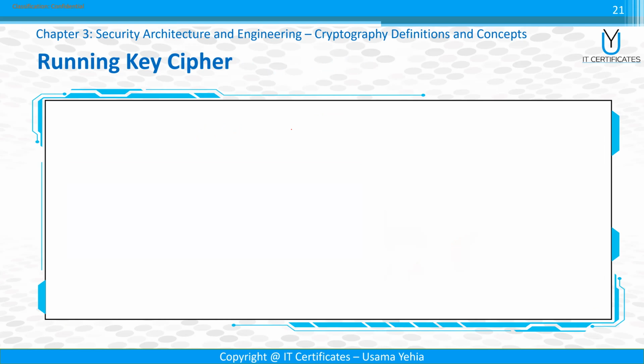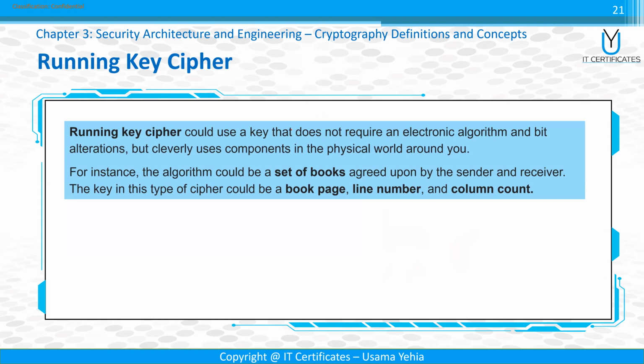Okay, we will now start to understand some types of ciphers, the encryption algorithms. What is a running key cipher? A running key cipher uses a key. We agree that in encryption we have to use a key. That does not require an electronic algorithm. You remember when we mentioned that encryption consists of a key and an algorithm. These are the 2 components of any encryption or any crypto system, key and algorithm. Here in the running key cipher, we do not require electronic algorithms, but cleverly use components in the physical world around you. This means that I don't need to know any electronic algorithm such as DES, 3DES, RSA, Blowfish, or whatever. But we will use something as an alternative for the algorithm.